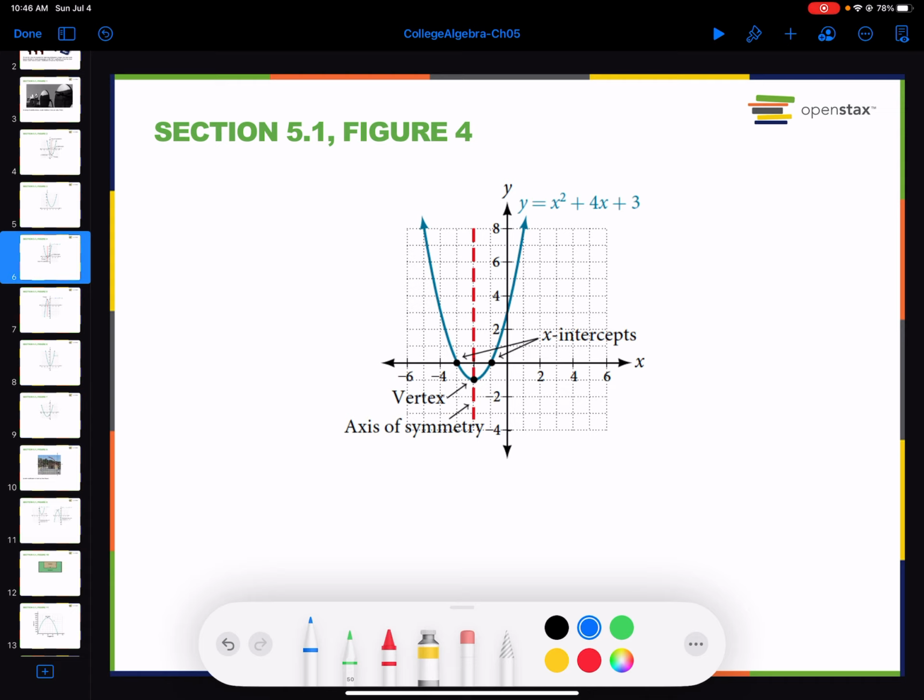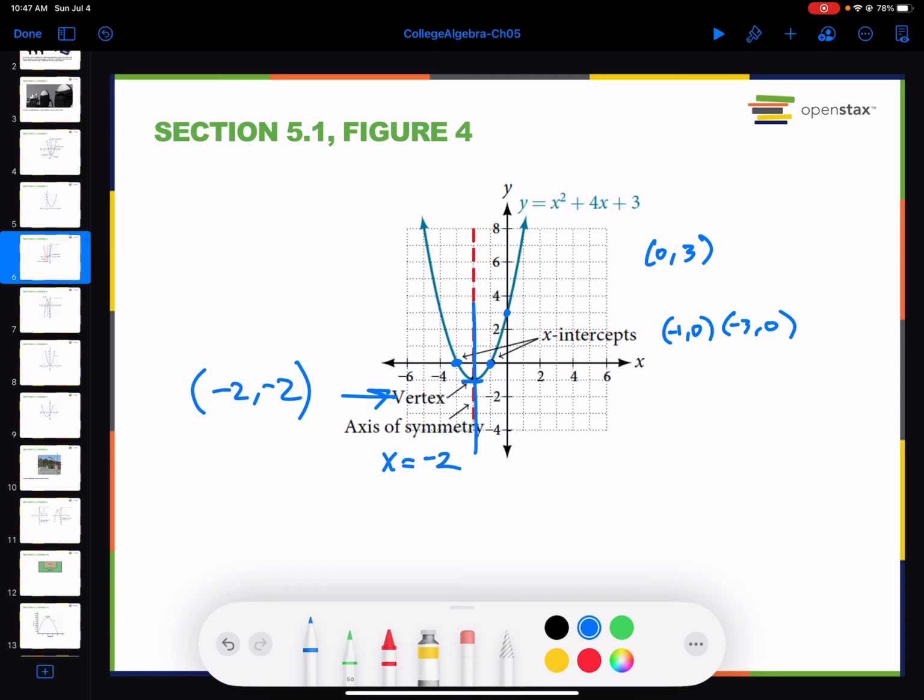Here's another example. You can see the axis of symmetry, and that occurs when x equals -2. Our vertex is going to be (-2, -2). We have x-intercepts, and those are at (-1, 0) and (-3, 0). And then we have our y-intercept at (0, 3).